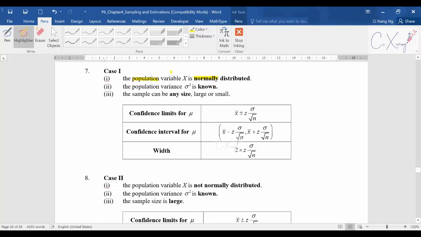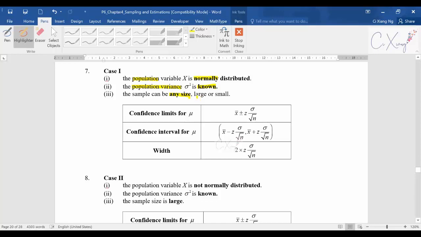The second one is the population variance is known. And then the third one, the sample can be any size, either large size or small size. So these are all the characteristics for case number 1.